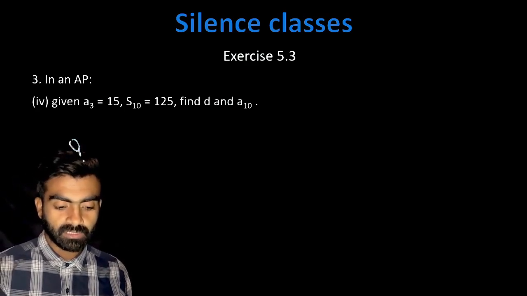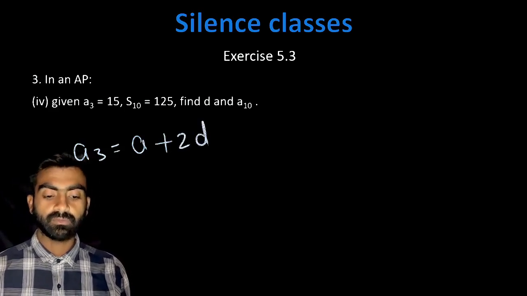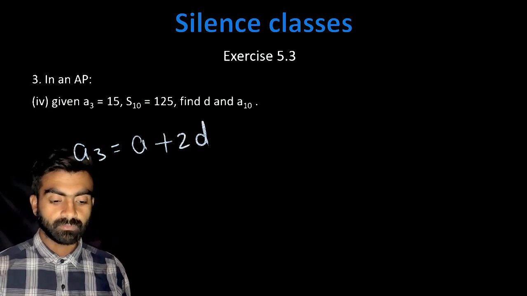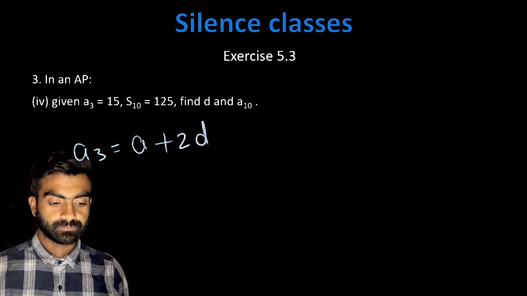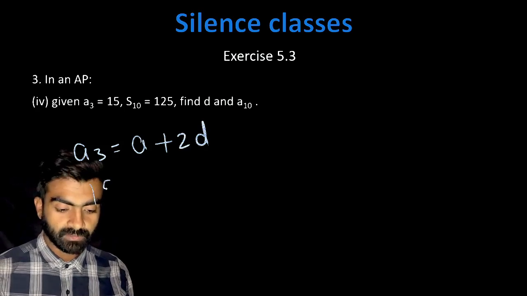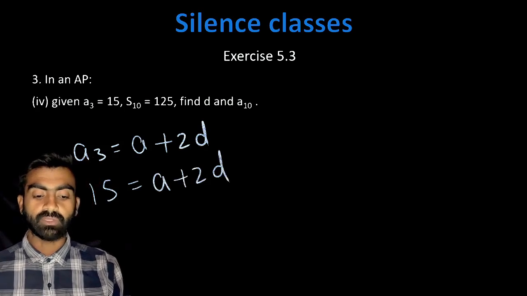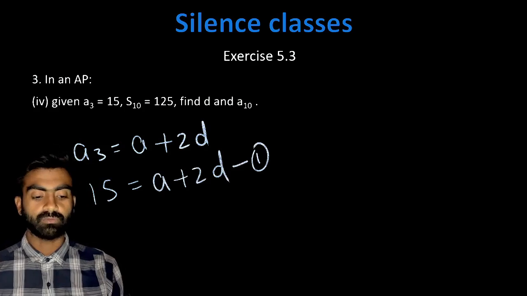A3 is equal to A plus 2d. By this we can find the values, because A3 we have, that is 15, is equal to A plus 2d. We don't have the value of A and we don't know the value of d. By this we got the first equation, because A3 we have.